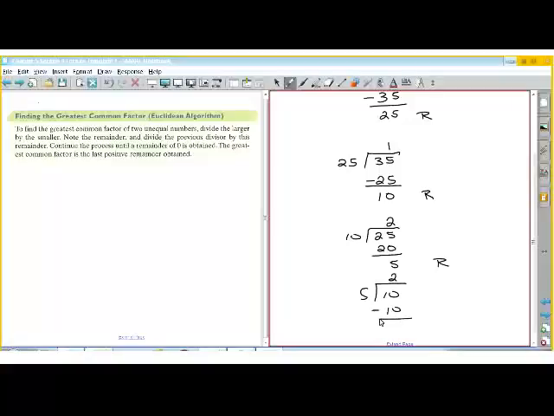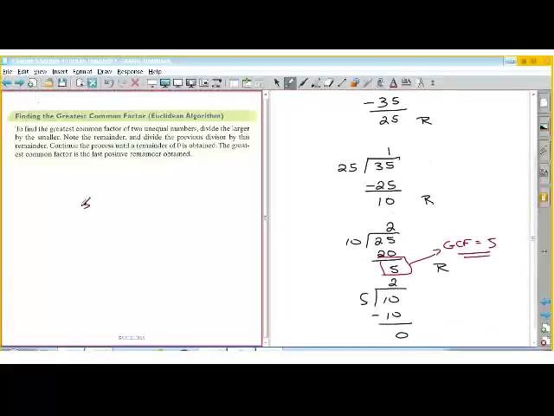So we will finally get a 0 remainder. 5 times 2 is 10. Subtract that, you get 0. So it says, continue the process until a remainder of 0 is obtained. The greatest common factor is the last positive remainder obtained. So that's the last positive remainder obtained. That means the greatest common factor equals 5.